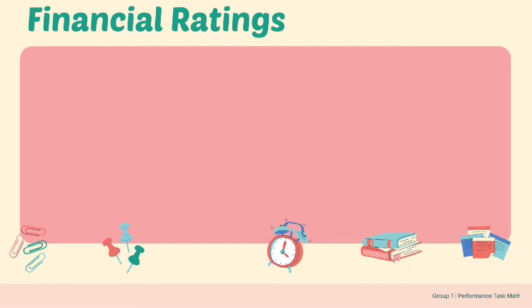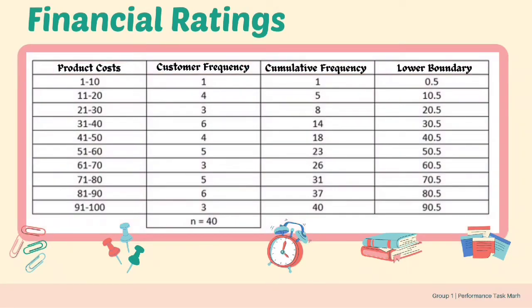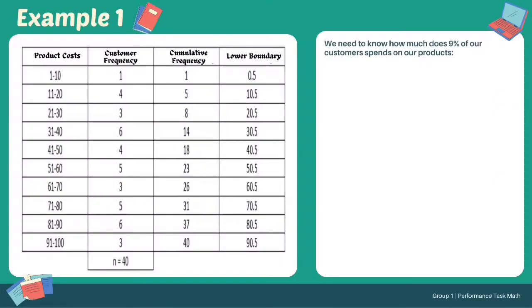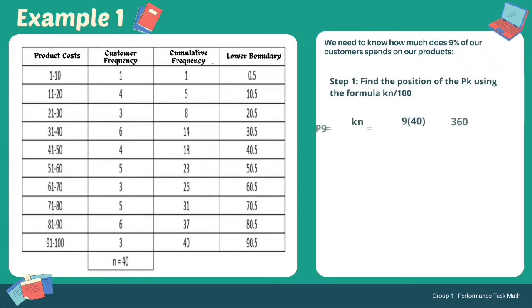The data or table that we will be using is this, where our size of the class interval is 10 and our total frequency is 40. Now, for the first example, we need to know how much 9% of our customers spend on our products. Following our first step, we need to find the position of the P sub k using the formula kn over 100. P sub 9 is equal to kn over 100, substituted to 9 multiplied by 40 divided by 100. Multiplying 9 by 40 will give us 360, divided by 100 will give us 3.6.